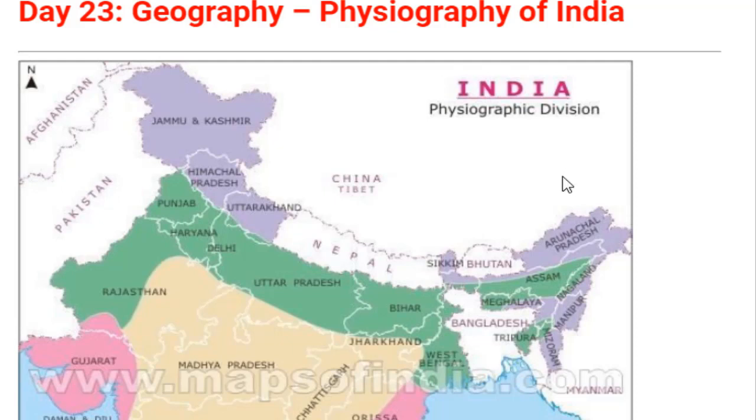In terms of longitude, the country is extended in 68 degrees. Just a minute, let me take the pen. On the western side, the longitude which goes through is 68 degree 7 minutes, and the longitude which goes through the eastern side is 97 degree 25 minutes. So this is the longitude through which India is covered.